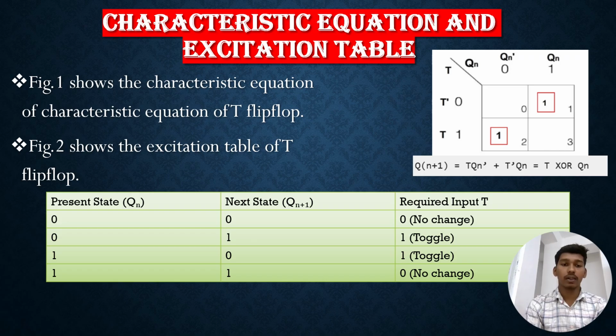If you observe the excitation table of the T flip flop, the present state is 0 and the next state is 1, then 1 to 1, 1 to 0. When a toggle is required, the input T is 1.